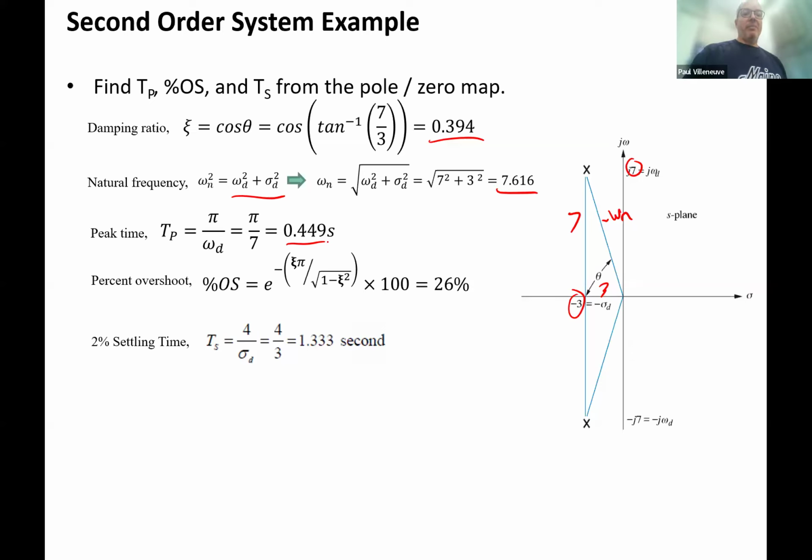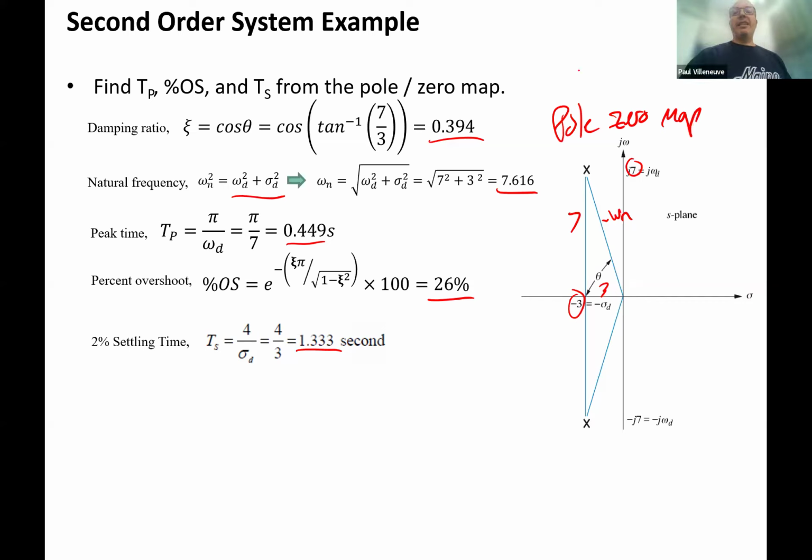Now I can calculate peak time, how long that system takes to reach peak, 0.45 seconds, what its percent overshoot is going to be, 26%, and then how long it takes to settle, just by running through those equations. And all I'm looking at here is a pole zero map.